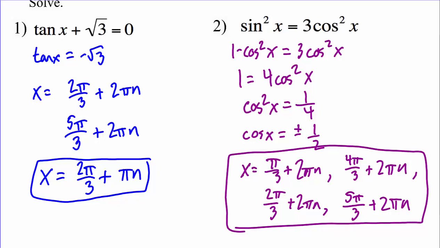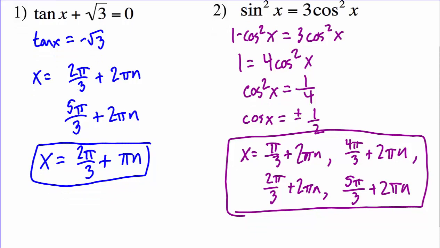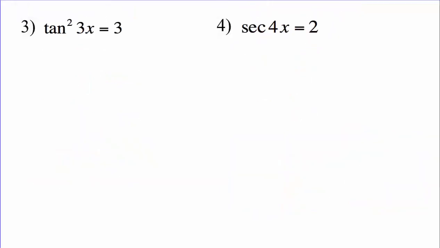By the way, one thing I should point out on this one, we could simplify and get this down to 2 terms instead of 4, because pi over 3 and 4 pi over 3 are separated by pi. Same story with 2 pi over 3 and 5 pi over 3. I could change this just to be pi over 3 plus pi n and 2 pi over 3 plus pi n, and that would work. I'm not picky about that as long as you get the right values like I have here. But again, we've covered every single possible value.